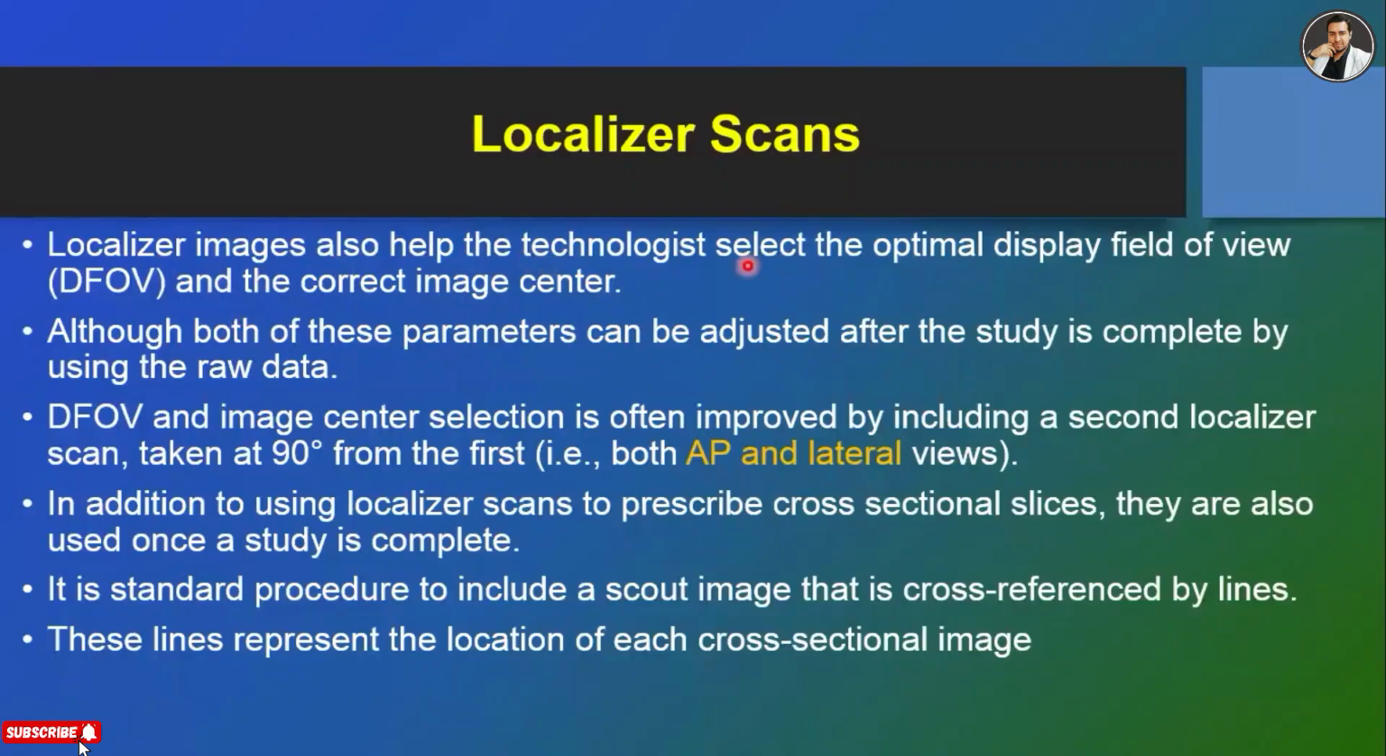Localizer images also help the technologist select the optimal display field of view and the correct image center. Why do we need a localizer image? We need to select the axial plan and how much field of view is taken, and we select it on the localizer. And where will the center be? Although both of these parameters can be adjusted after the study is completed by using the raw data, if we want to study this area again, we can reconstruct from the raw data.